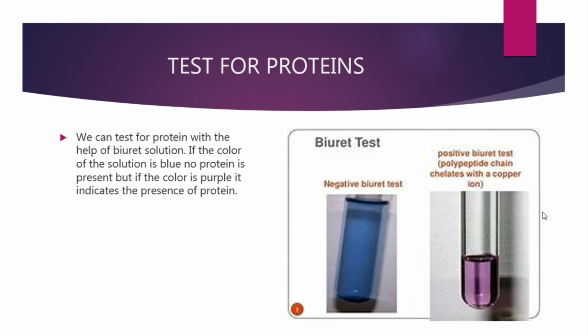The next test is for proteins. We can test proteins with the help of Biuret solution. If the color of the solution is blue, no protein is present, but if the color is purple, it indicates the presence of protein. As you can see here, this blue color in the test tube represents the negative Biuret test, which means that no protein is present. But this purple solution in the test tube shows that there is protein present. The Biuret solution turns purple when protein is present.